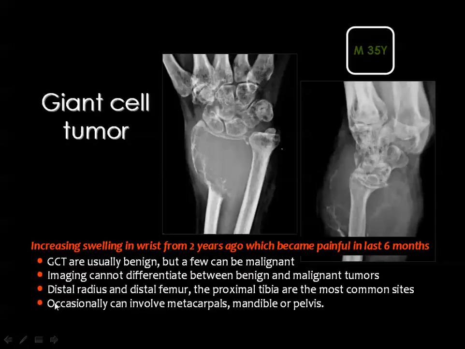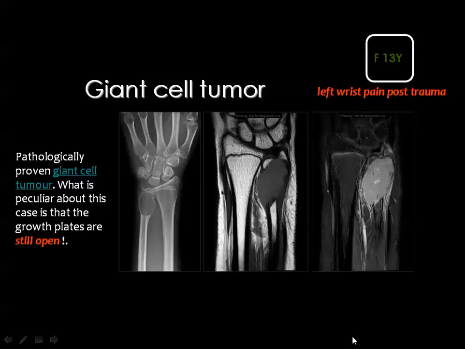Then the common sites for the giant cell tumor include the distal part of the radius and the femur, as well as the proximal part of the tibia. Then this is an MRI of giant cell tumor in a female 13 years old before epiphyseal closure, and then this is one of the exceptions, as I have said. You see an expanding lesion, and this lesion is reaching the articular surface. It will show low signal in the T1 and high signal in the T2.